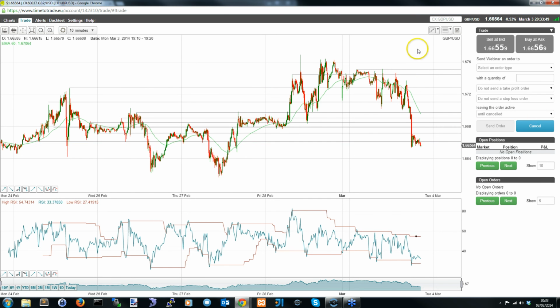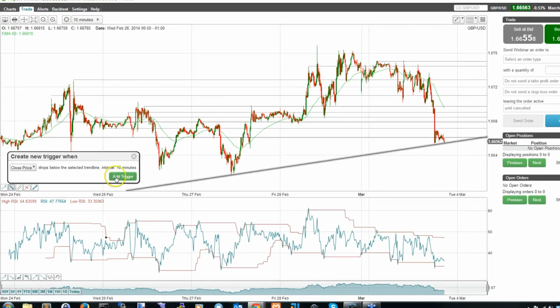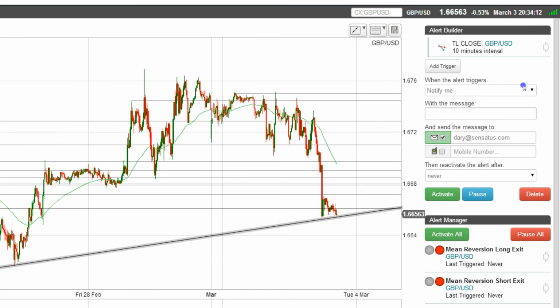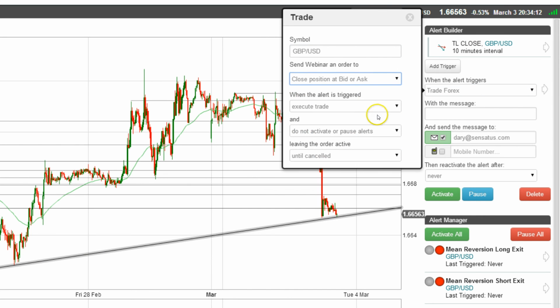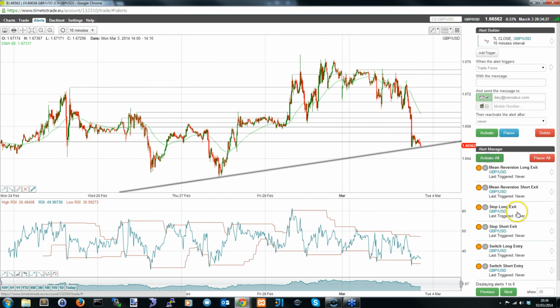You can also do things like, you can say I want this strategy to run as long as the price is above this trend line. So you can draw a trend line and you can say if the price falls below that, what I would like to do is close any position that I have, and then I want to pause all of my active alerts. So if these were all running, we just activate the alerts below.